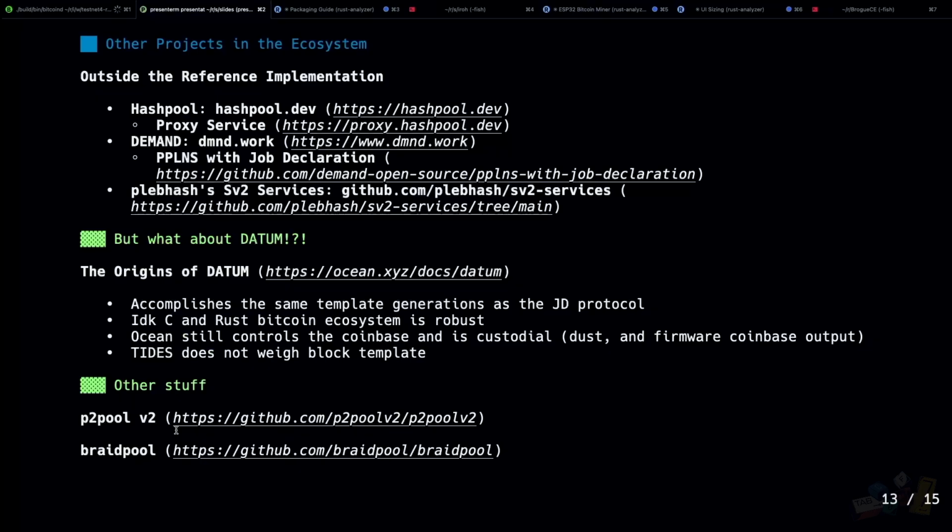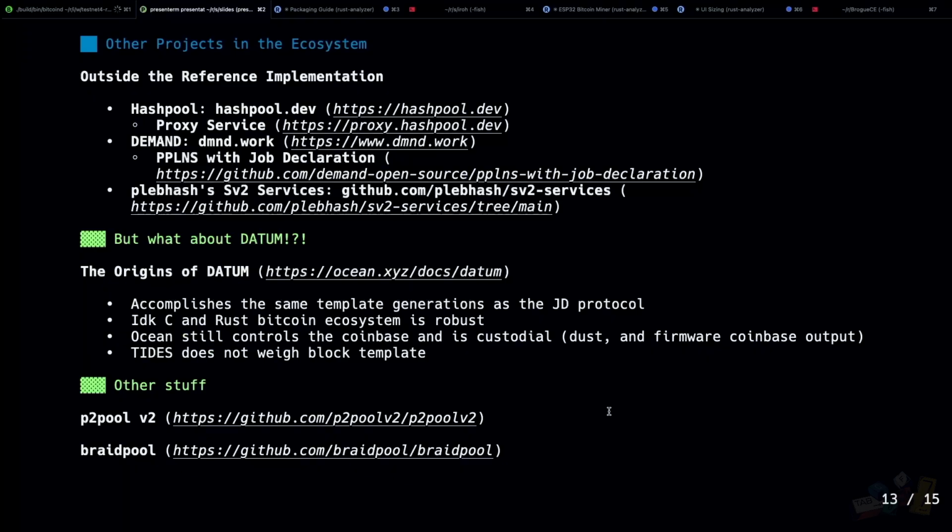And then lastly, their accounting, their PPLNS accounting. I've heard rumors that they're going to be adopting some weighting for it, but as of right now, it does not weight different block templates. So if you're mining a block with less fees, you are paid the same as somebody mining a block with a lot of fees.